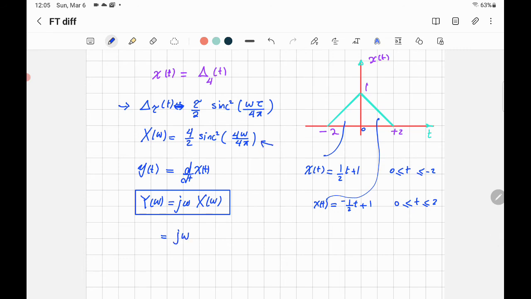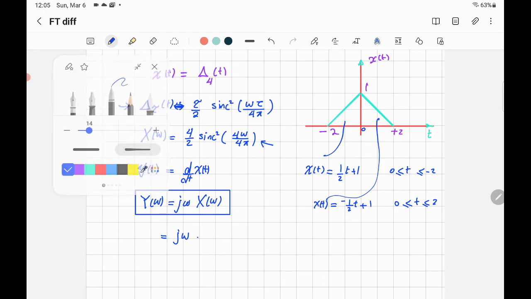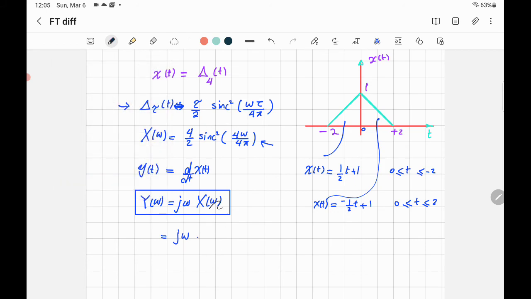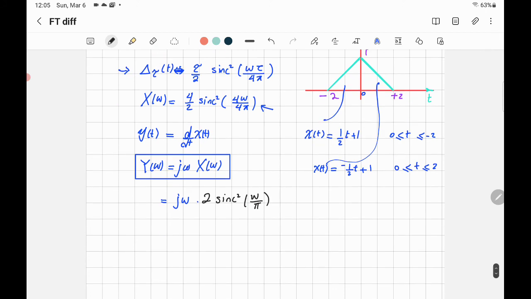All right. So now Y of omega is equal to j omega times X of omega. I'm going to write X of omega, what I got here, but simplified. 4 over 2 is equal to 2, so X of omega is equal to 2 sinc squared, and the 4 cancels the 4, omega over pi. So that will be the Fourier transform Y of omega. That's easy. We didn't integrate at all.